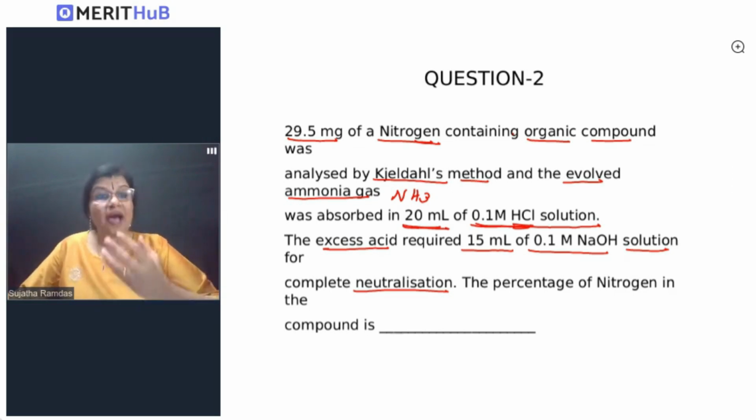The unused or unreacted hydrochloric acid has to be estimated. How? That is done by neutralizing the unreacted or excess hydrochloric acid with sodium hydroxide solution. You're provided with the volume and concentration of sodium hydroxide solution. So from this, we get information regarding what is the unused hydrochloric acid. We have the initial hydrochloric acid here. The difference will give us the amount of hydrochloric acid that reacts with ammonia gas.